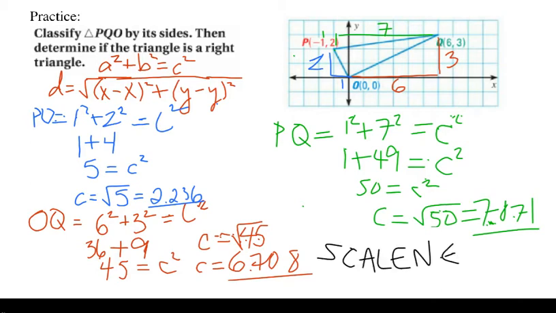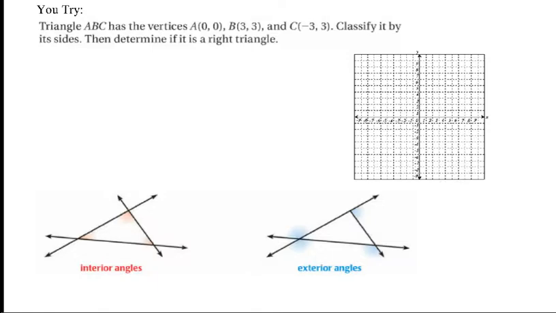This is a question that's going to be just like the previous one. So you have three vertices you have to graph, and then you're going to classify it by the sides. Also, I want you to add on if you can determine if it is a right triangle based on the picture. So remember, you can push play after you push pause, once you've worked out your question.